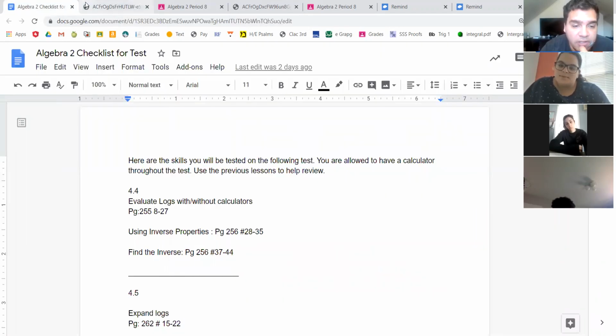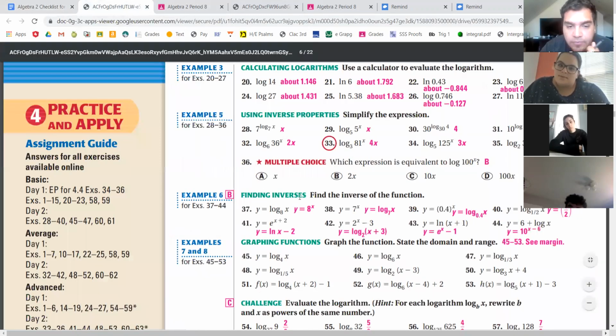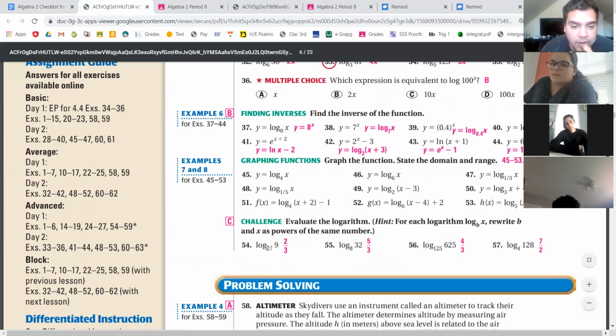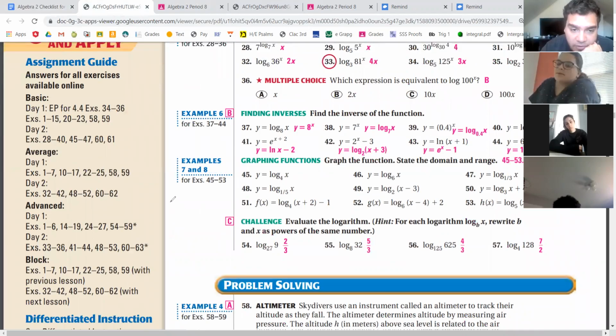All right, so let's keep going. The next thing on the checklist is find the inverse. Okay, so find the inverse, which some people have problems with, but that's fine. So the step 1 of finding an inverse. So I'm doing number 37 here.